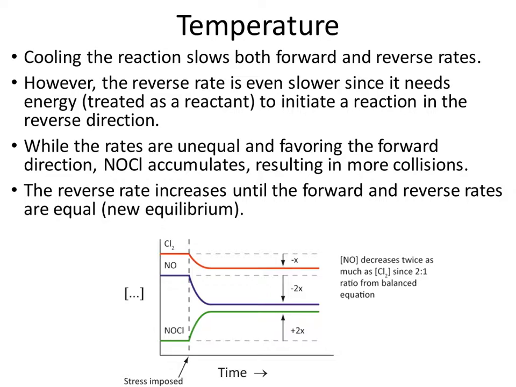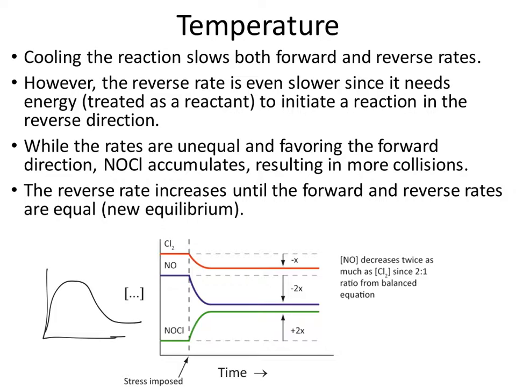Less kinetic energy means less forceful collisions, and if we go back to our Maxwell-Boltzmann distribution, what that means is that we're going to have less particles with enough energy to overcome the activation energy. So we are reducing the reaction rates in both sides.